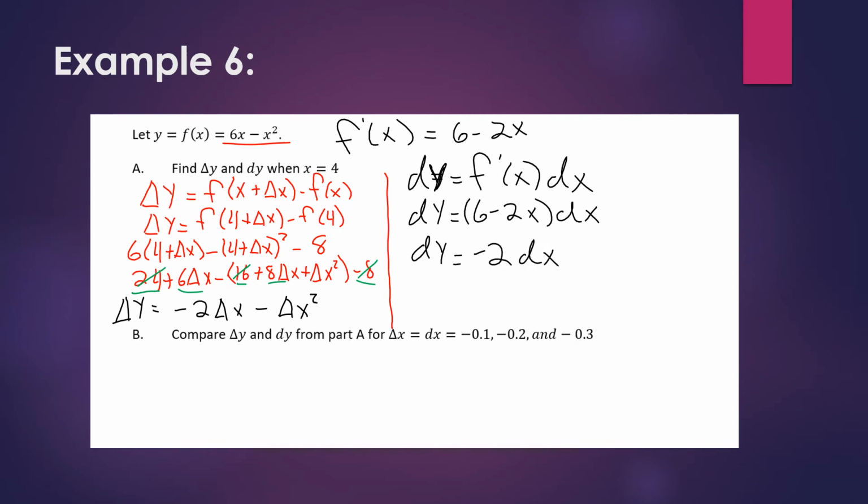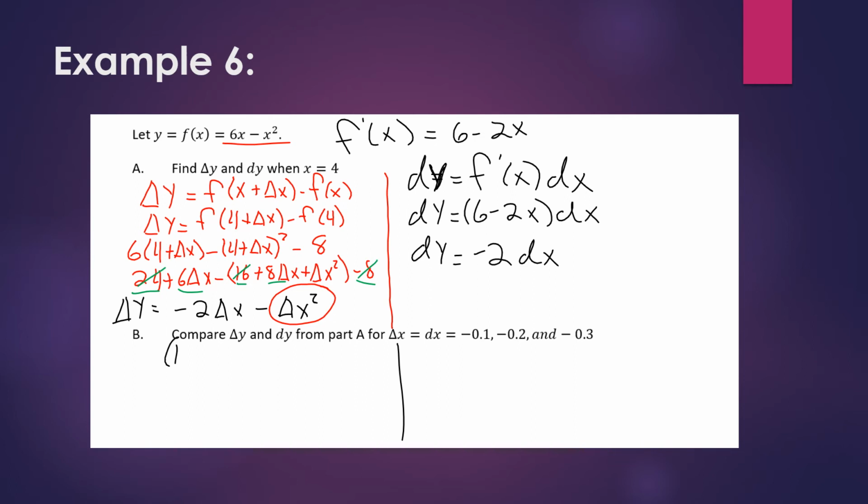So again, if we take a look at our two answers, delta y is negative 2 times delta x minus delta x squared, where dy is negative 2 dx. And considering dx and delta x are going to be the same thing, the only real difference is the delta x squared. Which, again, if delta x is very small, then delta x squared is going to be extremely small. So let's break down our calculator and compute delta y and dy if delta x is negative 0.1, negative 0.2, and negative 0.3.